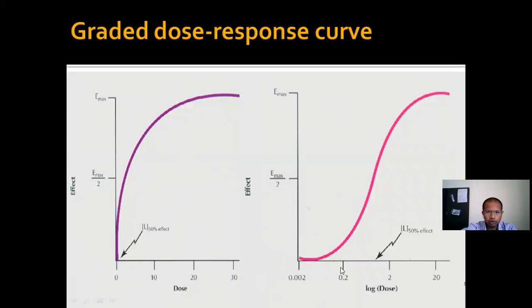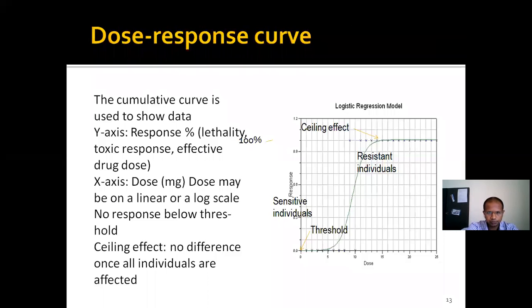We put the log for the dosages which we have used, and the response remains the same. There we get a sigmoid shaped curve. It is easy to plot and easy to measure. In the dose response curve, the cumulative curve is used to show the data. The y-axis shows the responses and the x-axis shows the increasing dosages.